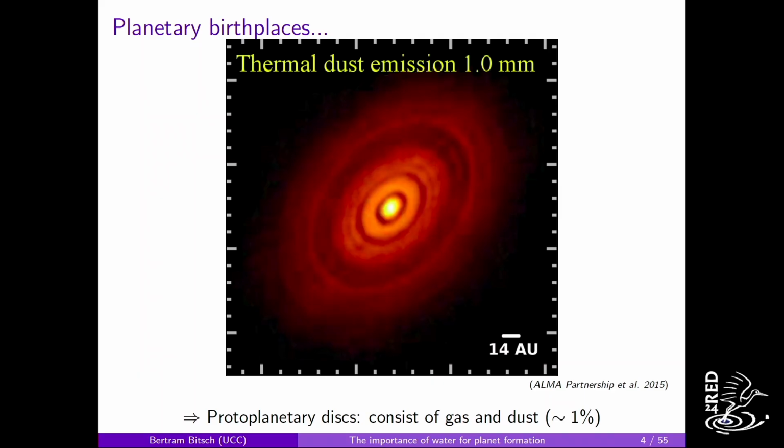These dust particles make up about 1% of the total mass of the disk, and we can only use the dust to first build the terrestrial planets, super-Earths, and also the cores of the gas giants. So we have to understand how these disks can form planets.